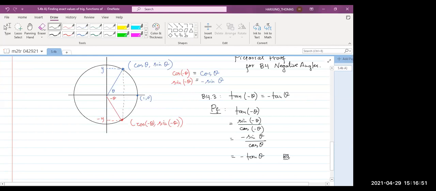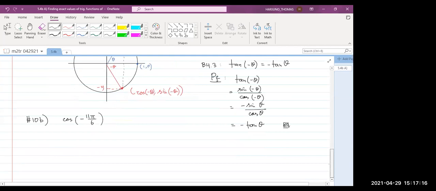Now then, how do we use this? Basically, if we have negative angles, make it positive first. That's one way to do it. So suppose, for example, I work on number 10b, cosine of negative 11 pi over 6. There are two ways to do this. First, if I use the negative angle idea first, cosine negative equals cosine positive.